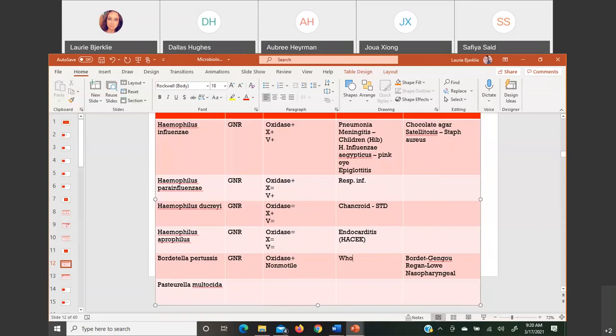But for the disease, it is whooping cough or what we call pertussis. Okay. Pasteurella multocida is another gram negative rod. Also oxidase positive, and this, no, I don't want to mention that. I'm going to leave it alone as far as testing goes. What do we think of for disease with this one before I list it?